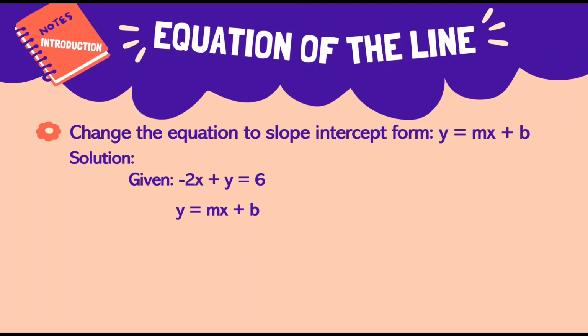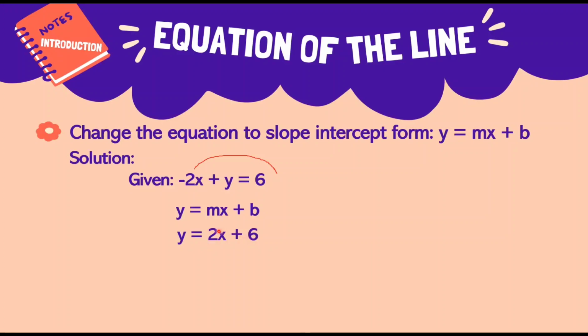We need to transpose negative 2x to the other side of the equation so that only y is left on the left side of our equation. Upon transposing, since this is negative 2x, it becomes positive 2x when we move it. So as you can see, we have y is equal to 2x plus 6.